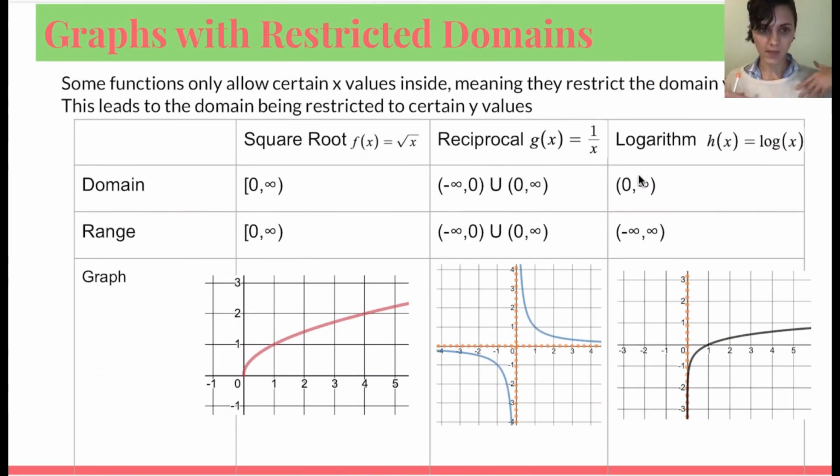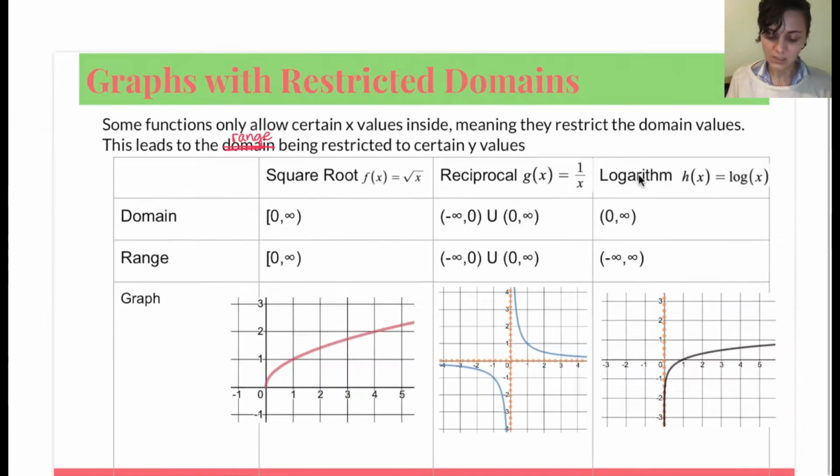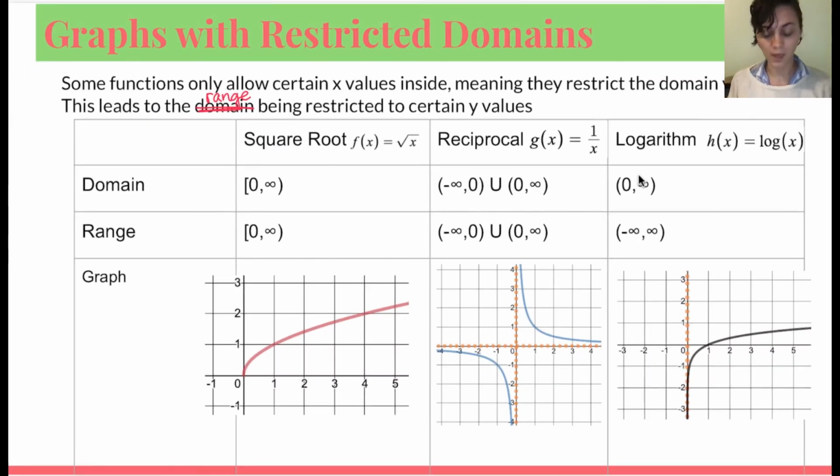Okay. So like I just said, some functions only allow certain x values inside, meaning they restrict the domain values. So these are called restricted domains. And this also leads to the range being restricted to certain y values. Okay? And so those 3 functions are the square root, the reciprocal, and the log.